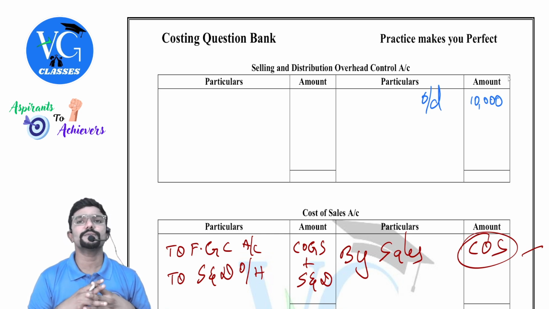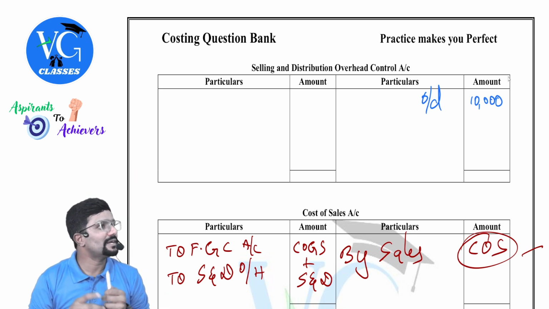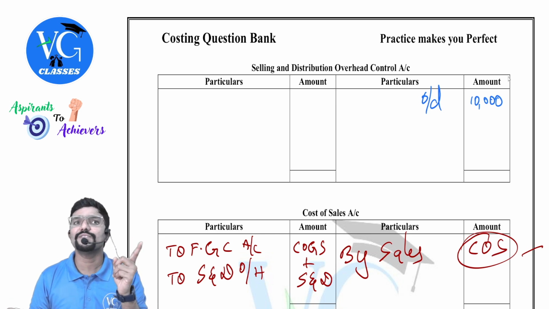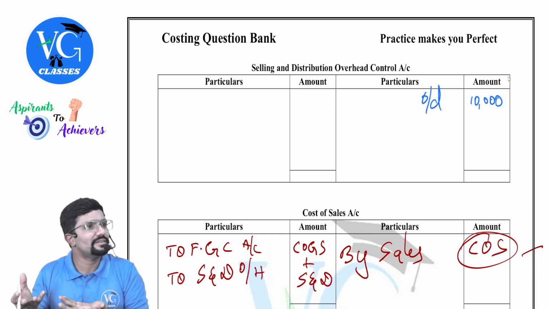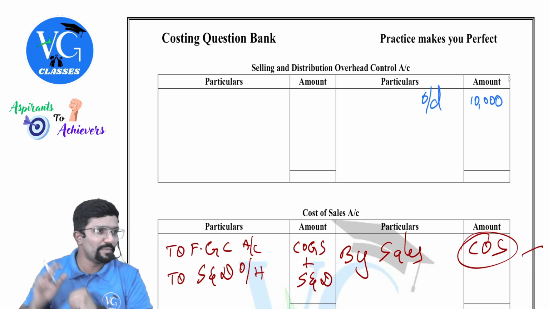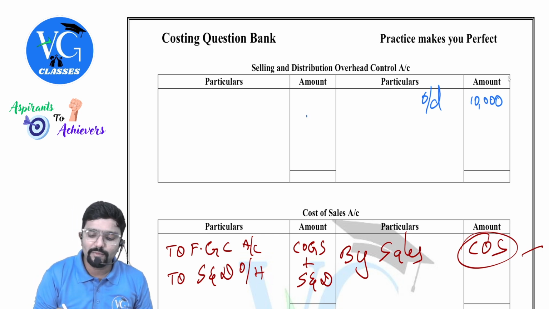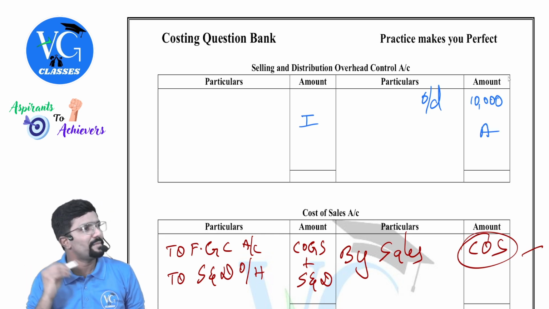Clear? So, there was the over absorption of 10,000, but they have not transferred it to costing P&L account. If they had transferred it to costing P&L account, then we would not have had any balance here. Clear? So this is the opening balance, over absorption. Correct? Credit balance. Next, this year whatever is incurred, whatever is absorbed, you will debit and credit.